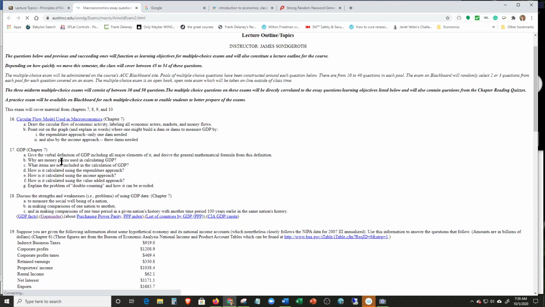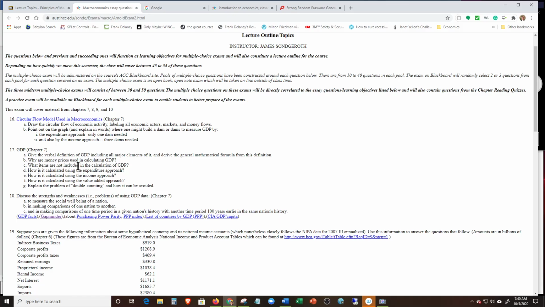We're going to have to give a verbal definition of GDP, including all the major elements of the definition, and derive a general mathematical formula from this definition. We're going to discuss why money prices are used, and I'm not sure. I thought I had that somewhere else in here, but I don't see it. We'll come to it when we get to that part of the PowerPoint.